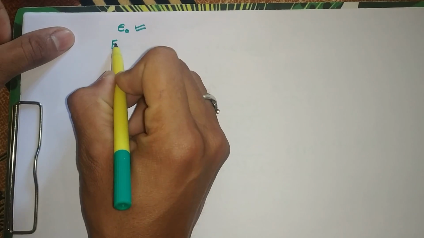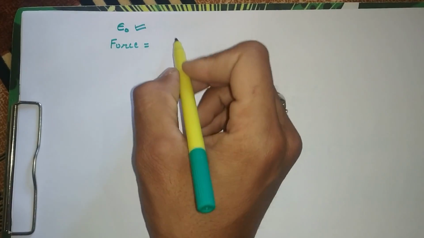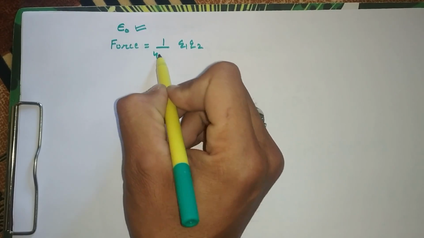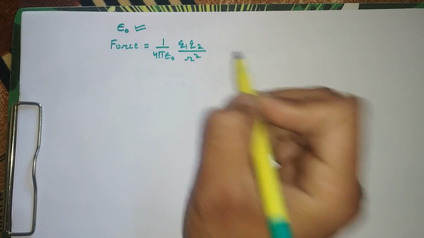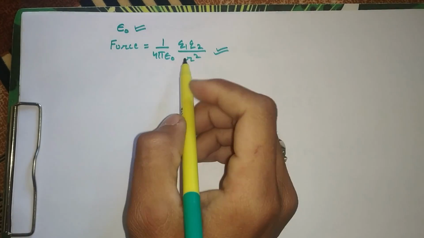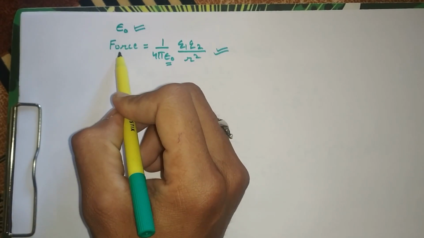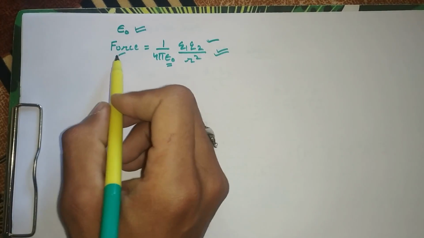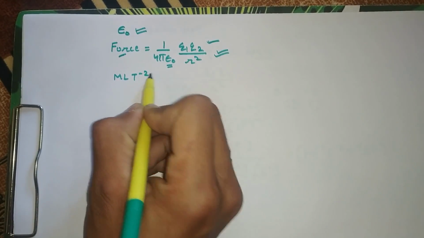Coulomb's law of force says the force between two charged particles Q1 and Q2 is 1 by 4 pi epsilon naught, Q1 Q2 divided by r square. This is Coulomb's law of force. From here we can determine the dimensional formula of epsilon naught because we know the dimensional formula of force and charges as well. The dimensional formula of force is MLT minus 2.